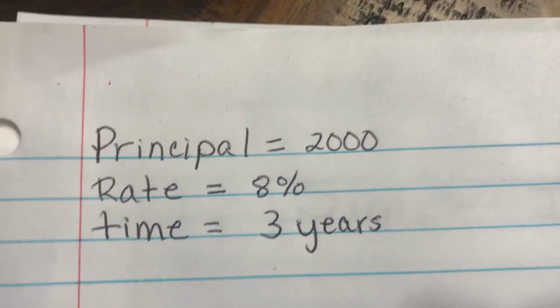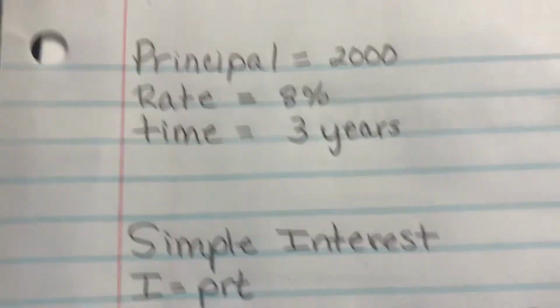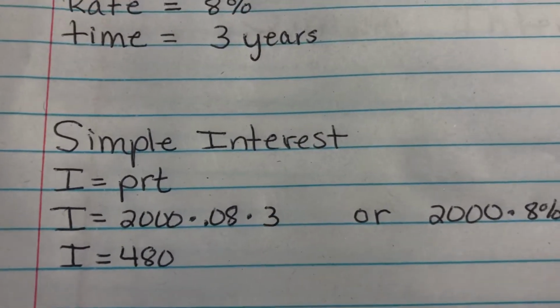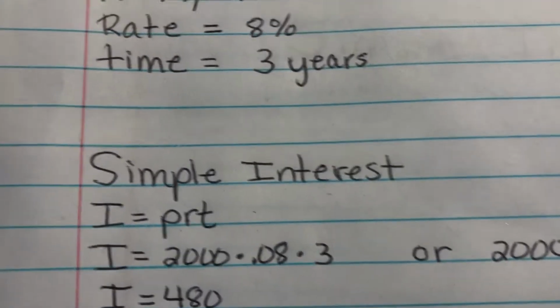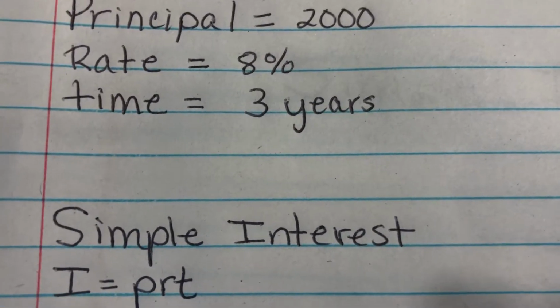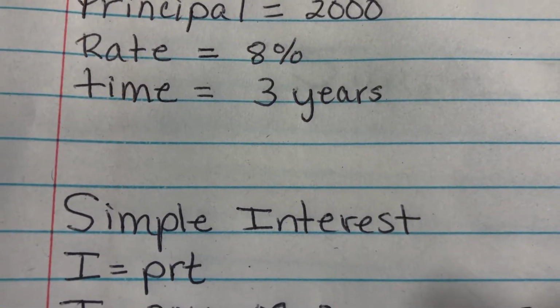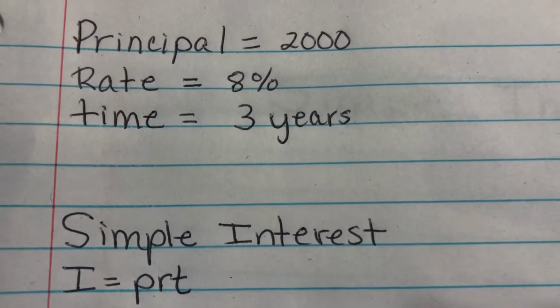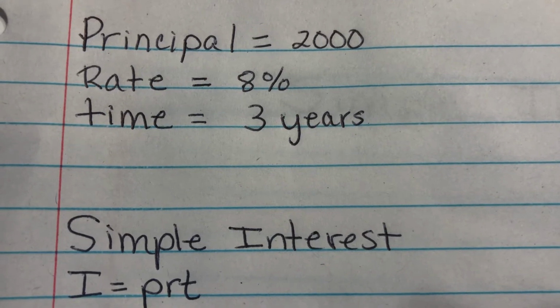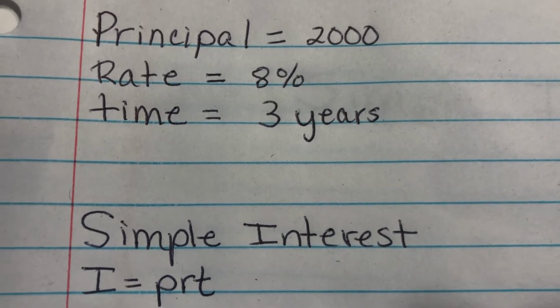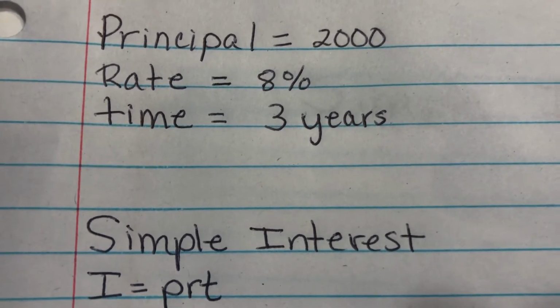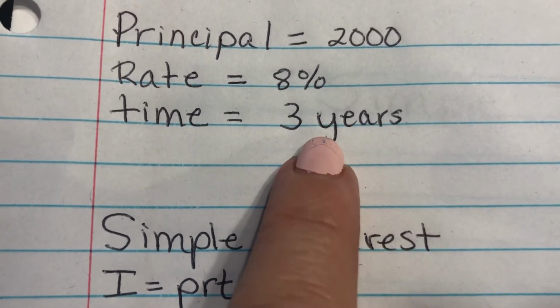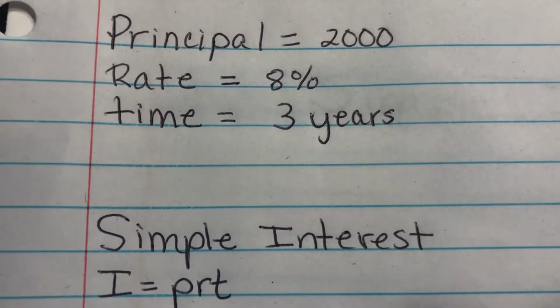If the interest is calculated using simple interest, the simple interest formula from the star chart is I equals PRT, where P is the principal, R is the rate, and T is the time. One important thing that you need to remember is that time is always expressed in years. So this is already in years, so we're going to leave it as 3.